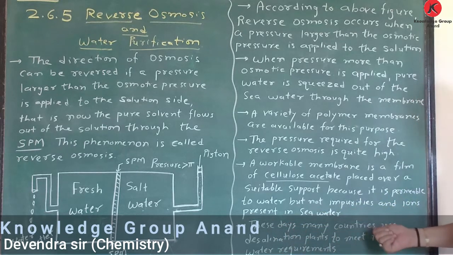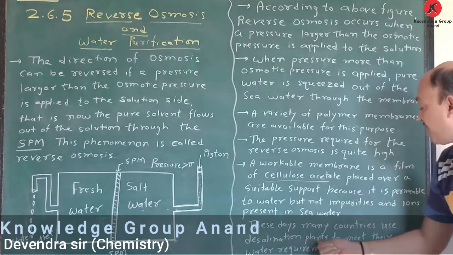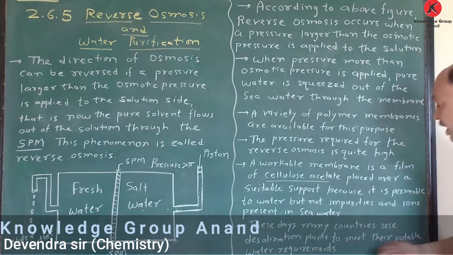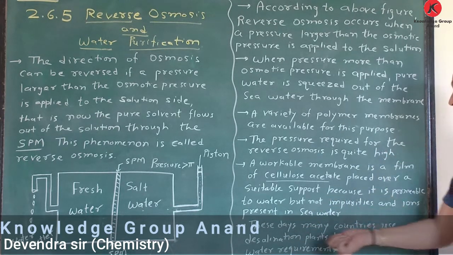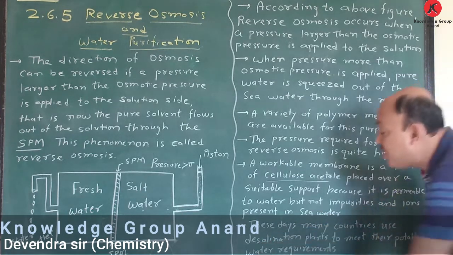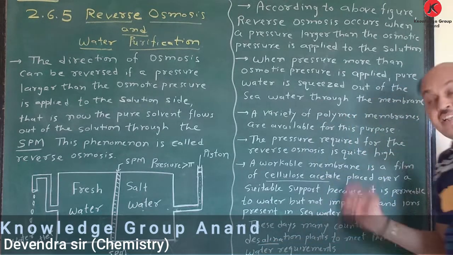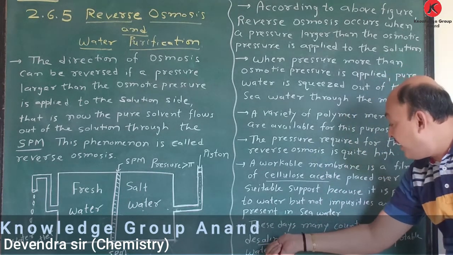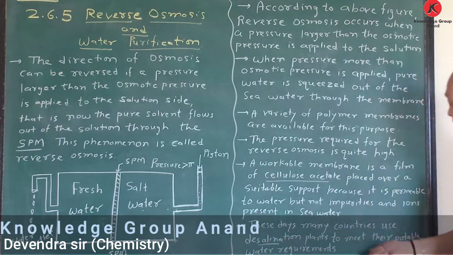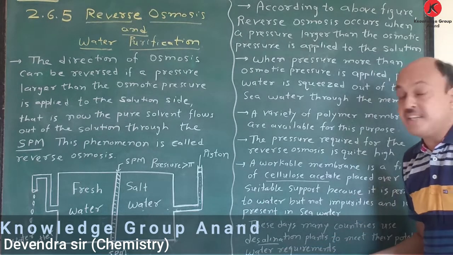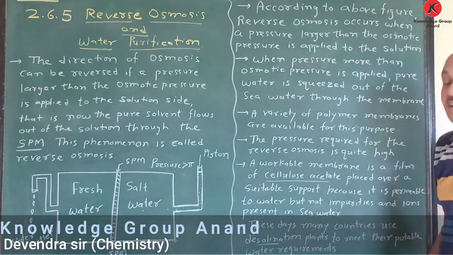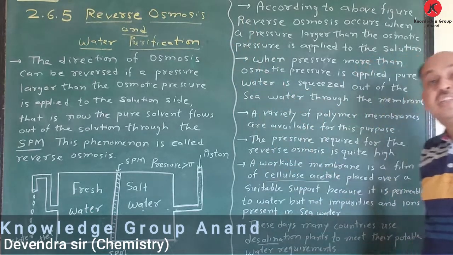These days many countries use desalination plants to meet their potable water requirement. Potable means drinkable water. Saline water contains different types of impurities which are not edible, or we cannot drink. Desalination means, saline means salt, and this salt is removed. You already learned it in school. So the salt is removed and we use the result for potable water requirements, and this is nothing but the reverse osmosis process, and water purification is carried out by this process.